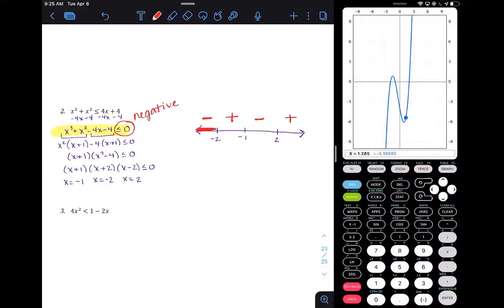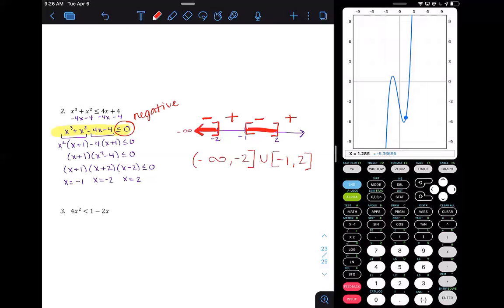So I'm going to shade that in on our number line. And then you need to decide, is it parentheses or brackets? So it's less than or equal to. So does that mean parenthesis or bracket? Bracket. And this is just an arrow. And that arrow to the left is going to what number? Negative infinity. So when we want to write this in interval notation, we have negative infinity to negative 2, union negative 1 to 2.